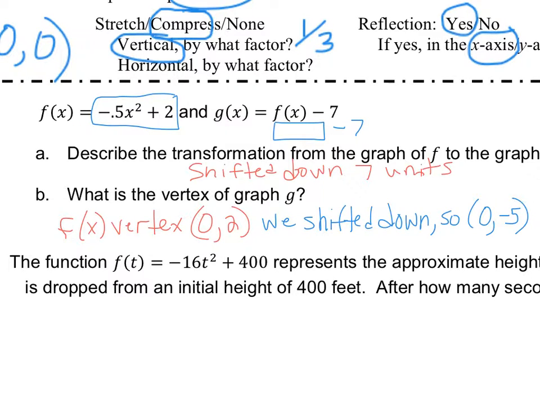So hopefully as you were looking at this, you could say, okay, well, our vertex on f, we can always start with this one. And we know that it didn't have an h value, so our h is going to be 0, and our k value is 2. So we know our vertex. Then we take the information we were given that we shifted down 7 units. So going down means we're affecting our y value. So when we subtract or go down 7 units from positive 2, we end up with negative 5.